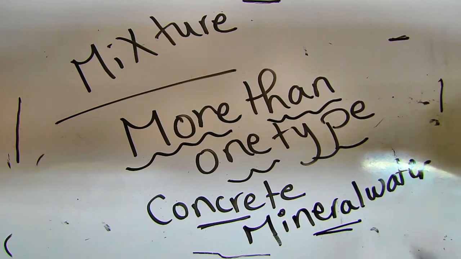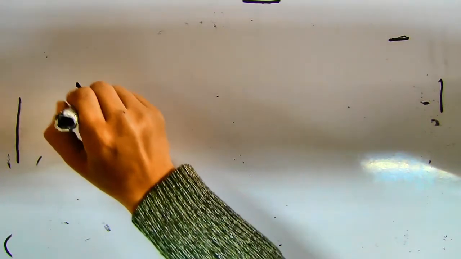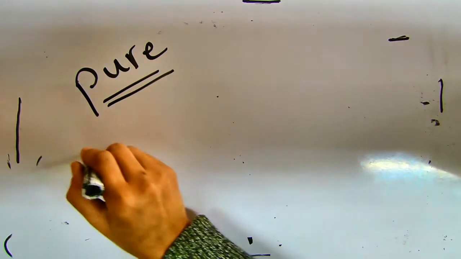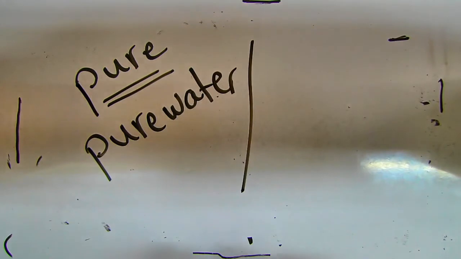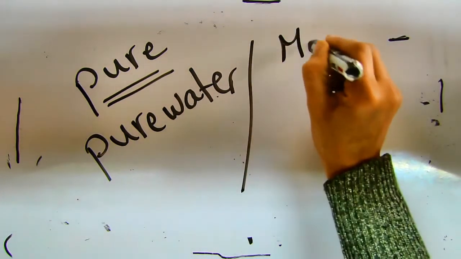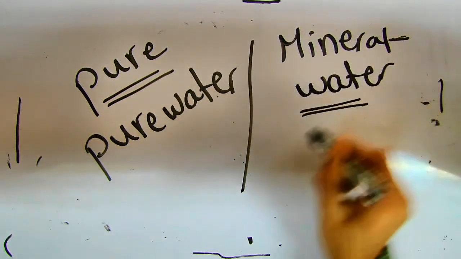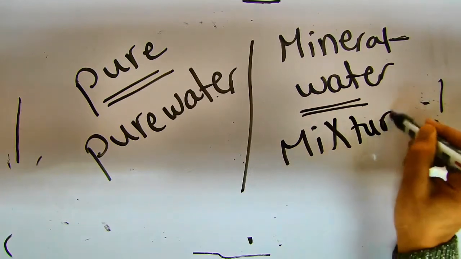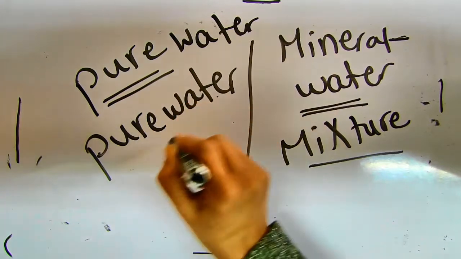Okay, we have pure water and mineral water. What is the difference between the pure water and the mineral water? Pure water is only one substance or only one type of identical particle, so it's a pure substance, like the pure water, but the mineral water is a mixture.